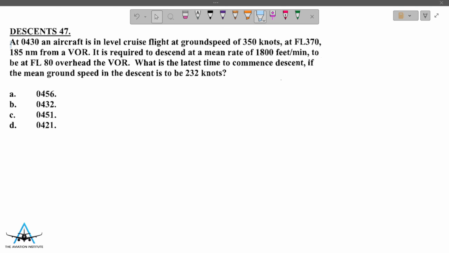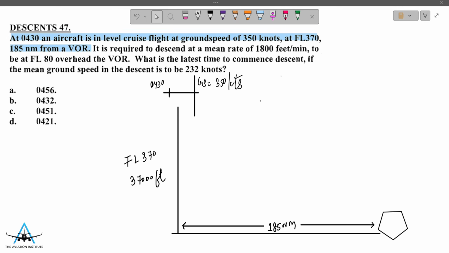We can see that at 0430, which is the time, an aircraft is in level cruise flight at a ground speed of 350 knots and at flight level 370, 185 nautical miles from a VOR. Let's just picture this out so that understanding the question will be much easier. As you can see in this picture, I have drawn a VOR over here, and our aircraft is cruising at flight level 370, that means 37,000 feet, at a ground speed of 350 knots. The time is 0430, and our aircraft is at a distance of 185 nautical miles from the VOR.